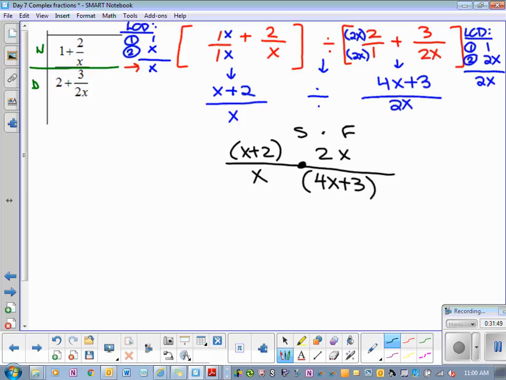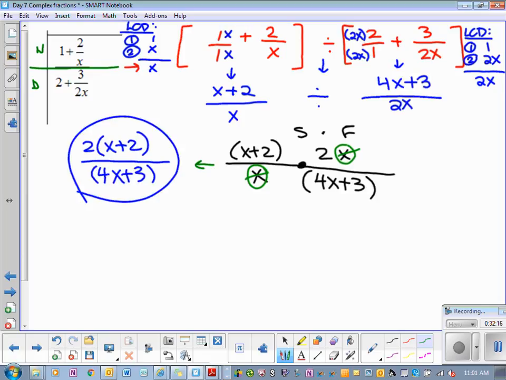So now, guys, what do you see that's the same on the top and on the bottom? Thank you, Abner. This x and that x. Right? Yeah. Cross those out. Anything else that can be crossed out? No. So we have 2 times x plus 2 over 4x plus 3. And that's it. Good.